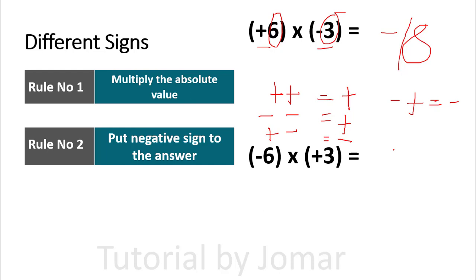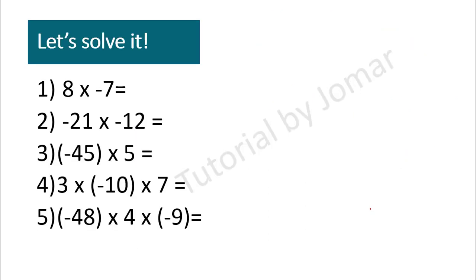Okay, next example, we have negative 6 times positive 3. Ganun pa din, as the rules imply, i-multiply pa rin natin yung absolute value nila. We have 6 times 3 is 18. And then, since magkaiba sila ng sign, maglalagay tayo ng negative sign sa 18. So, answer natin is negative 18. Hopefully, nagets nyo itong part na to. So, for your further knowledge, let's solve this problem.